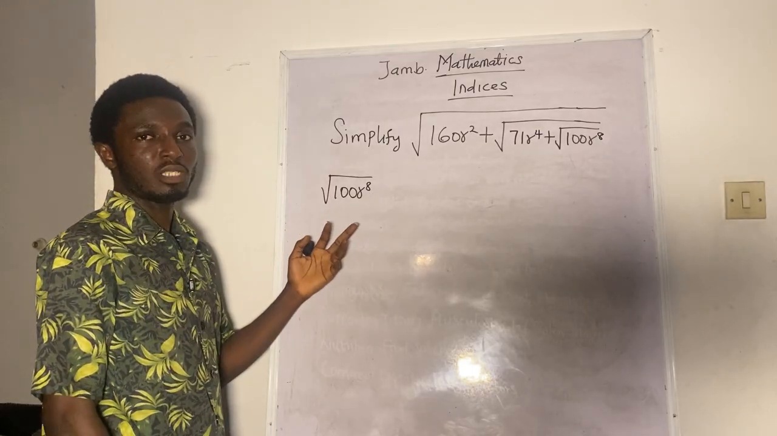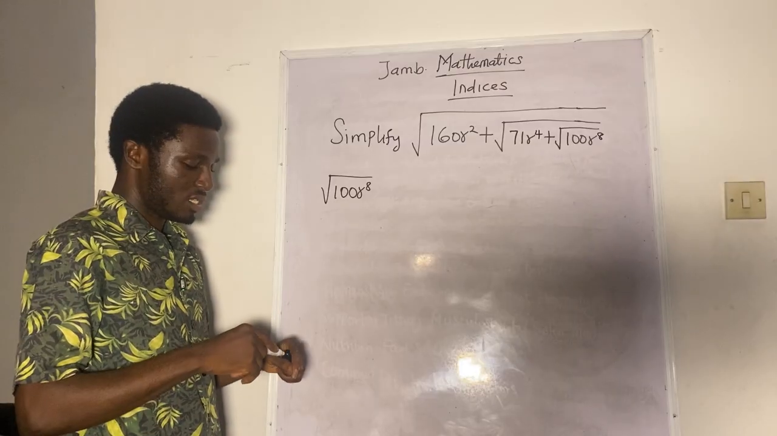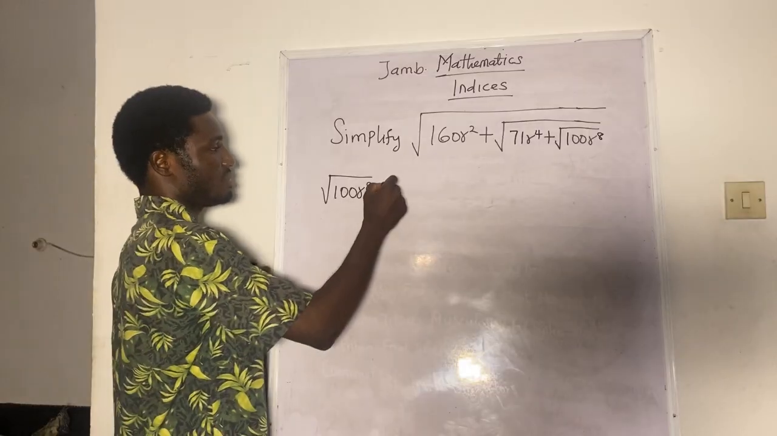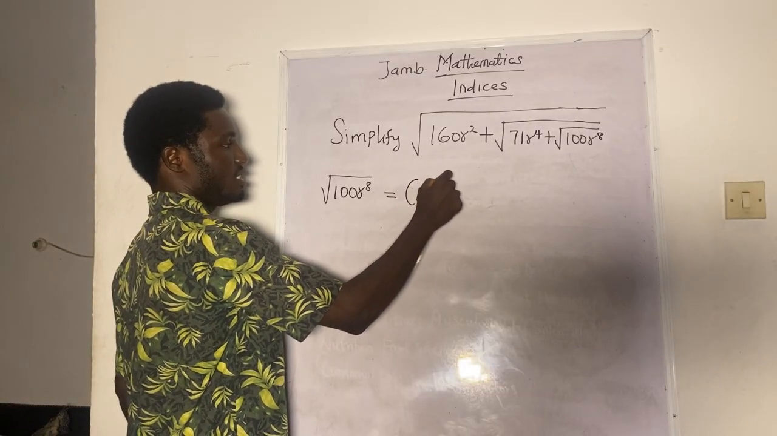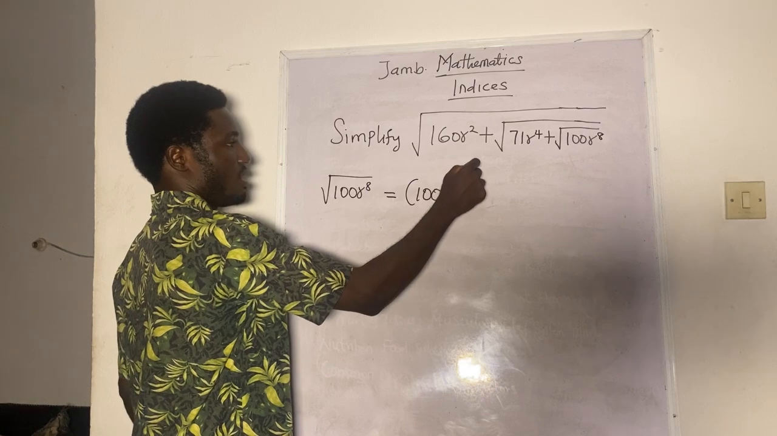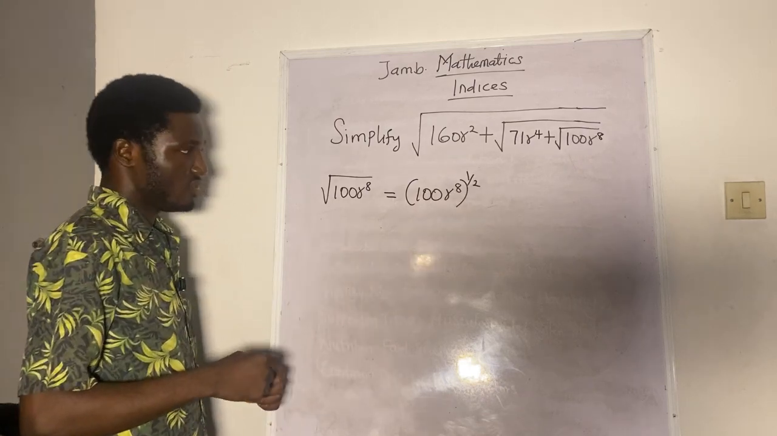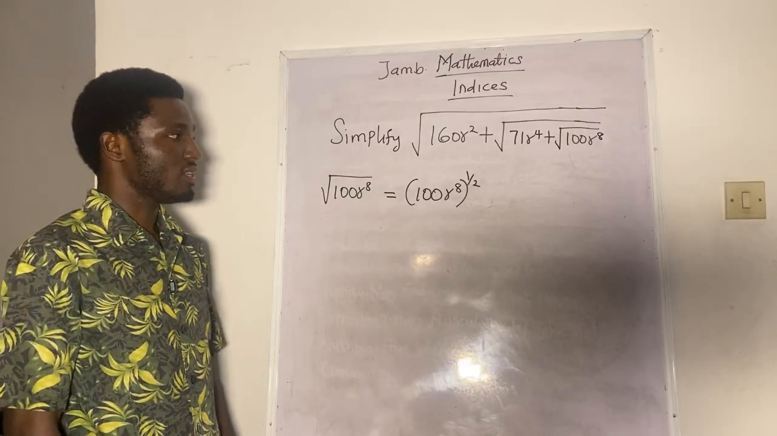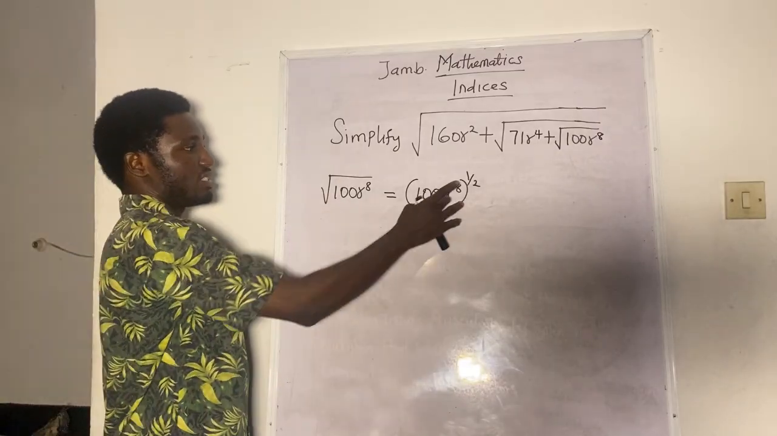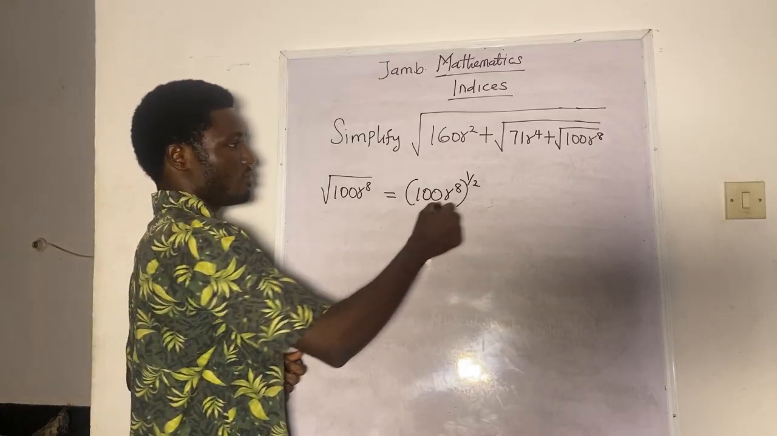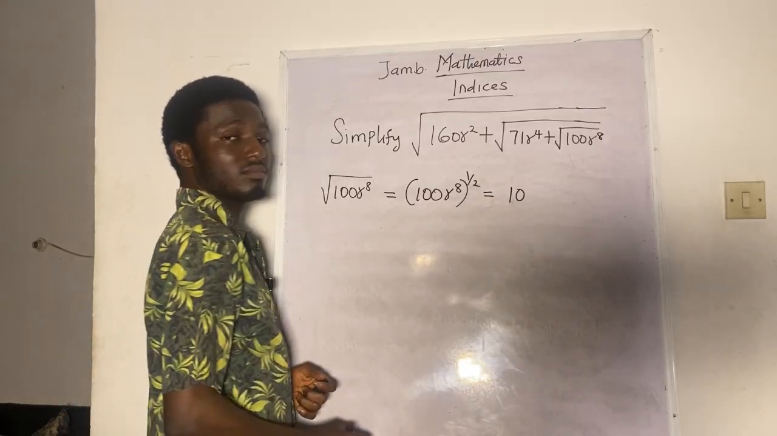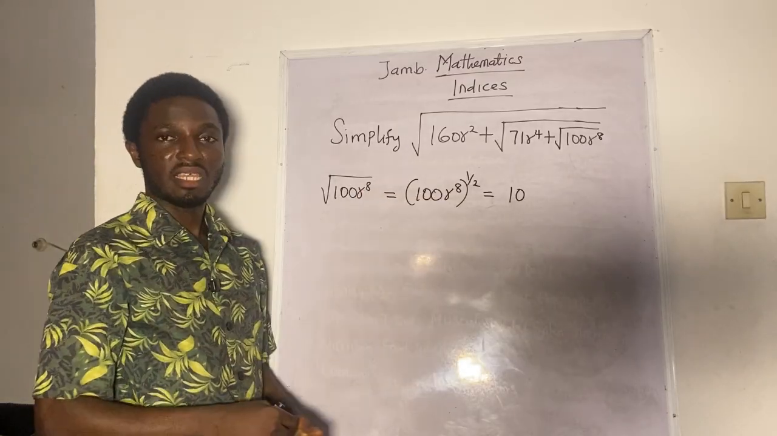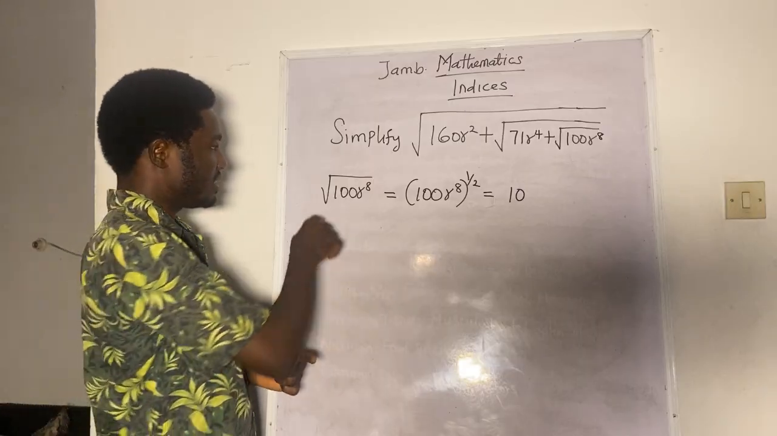Now, this 100r⁸, remember that in indices or in mathematics, most of the times, when we see square roots, it's the same thing as raising to the power of half. So this half that we have here is representing the square root that we have there. Since we have done that, we ask ourselves what's the square root of 100. The square root of 100 will give us 10. Remember that these brackets are covering everything, and then we have a half there. The half represents the square root.